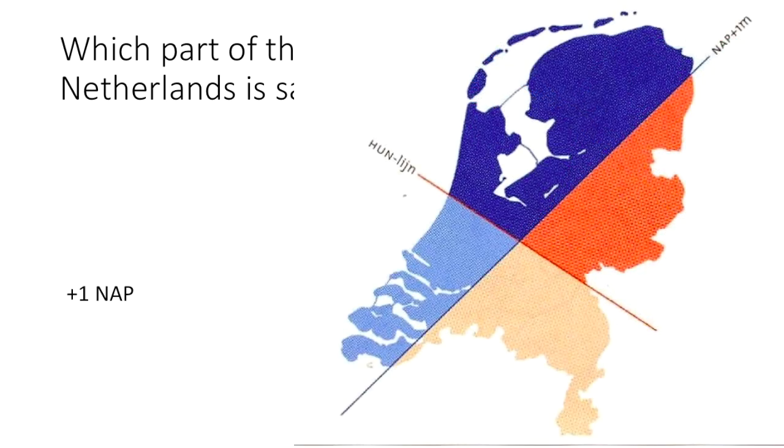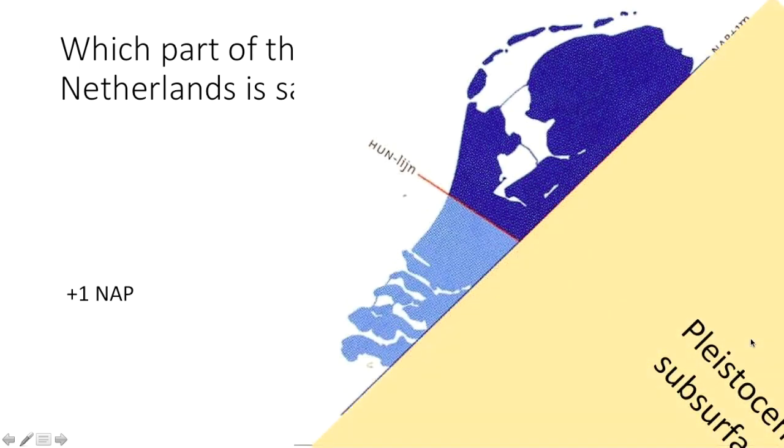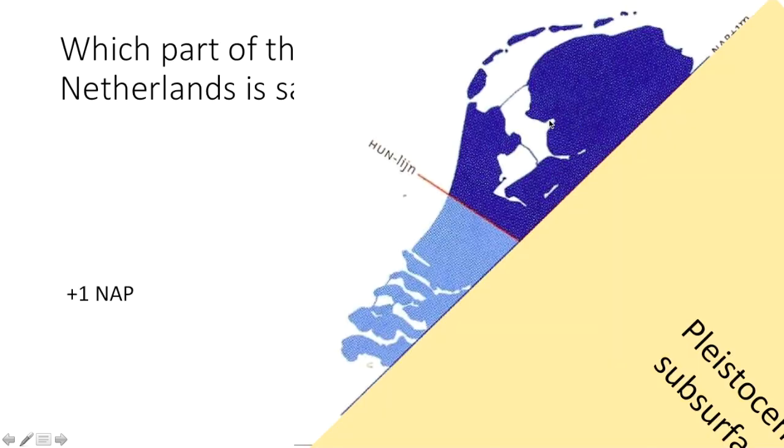What does that look like in our map that we're using? Well, this is the NAP plus one line. This is the Han line. And so we have this. This is the Pleistocene subsurface that is still showing. It's still above the plus one NAP. There's still Pleistocene subsurface. Over here, the sea has done something. What happens when you have sea level rise? Well, you get this. You get peat bogs.